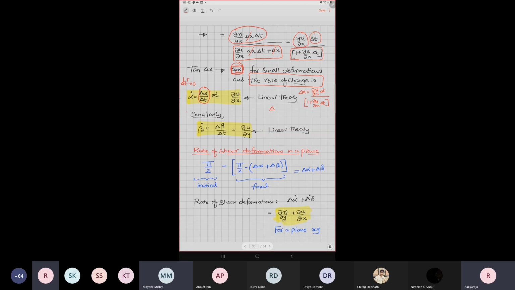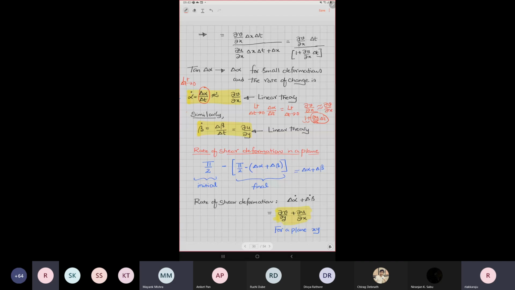Calculate delta alpha by delta t, which is proportional to, I'm sorry, wait, let me erase this, which is proportional to limit delta t tends to 0, delta alpha by delta t, which is equal to limit delta t tends to 0, del v by del x by delta t goes off 1 plus del u by del x multiplied by delta t. When delta t tends to 0, this term is insignificant compared to 1. So this can be approximated as del v by del x.